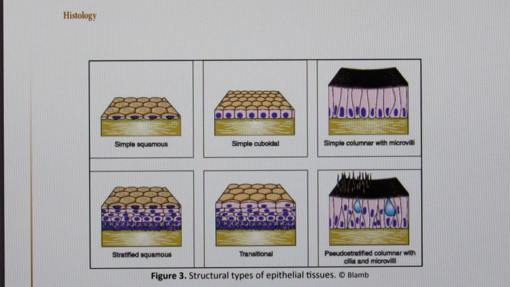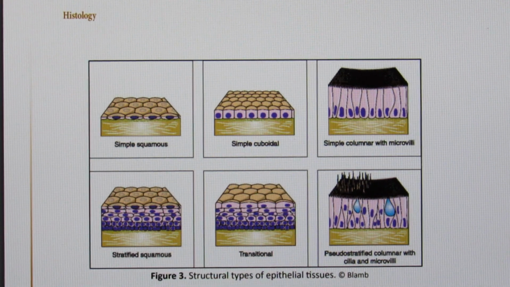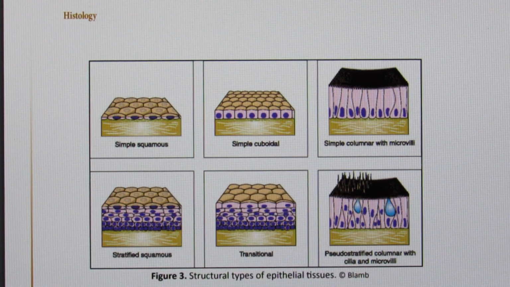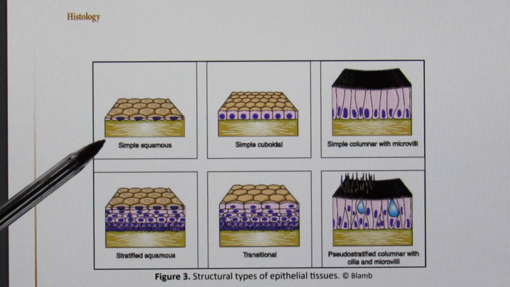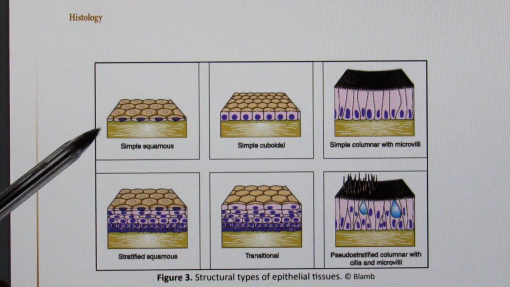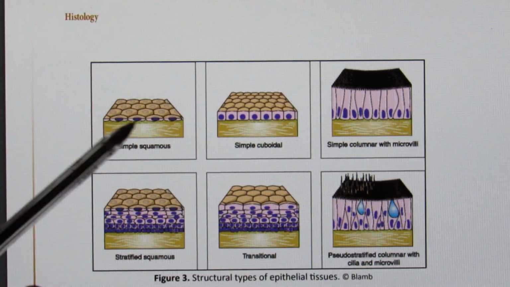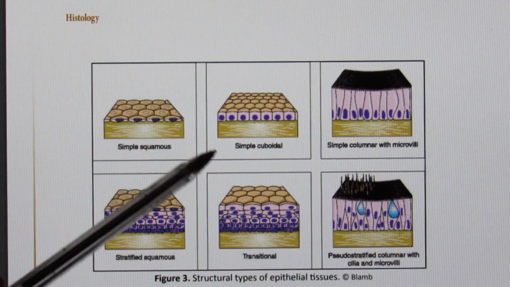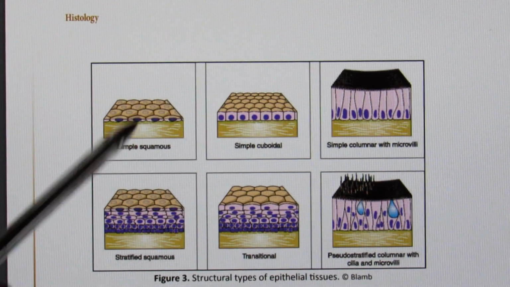Today I'll be going over the different types of tissues in the body. We are going to start with the epithelial. As you can see, there are multiple kinds. The first one here is the simple squamous. The cells themselves are flat with a nucleus in the center. Their job is to exchange substances.